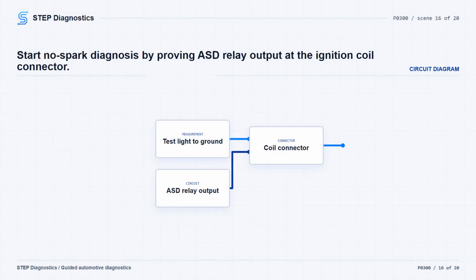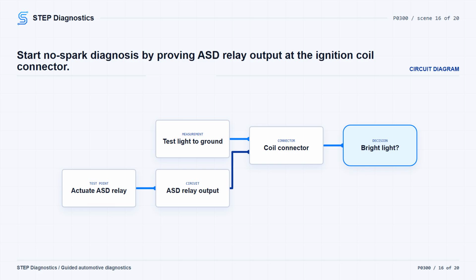If the earlier spark check showed no spark, start at the ASD relay output circuit. With the ignition off, disconnect the ignition coil connector. Turn the ignition on, actuate the ASD relay with the scan tool, and use a 12-volt test light connected to ground to probe the ASD relay output at the coil connector. If the test light does not illuminate brightly, repair the open or short to ground between the PDC and the ignition coil connector. Stop all actuations and verify the repair. If it does illuminate brightly, move to coil control operation.